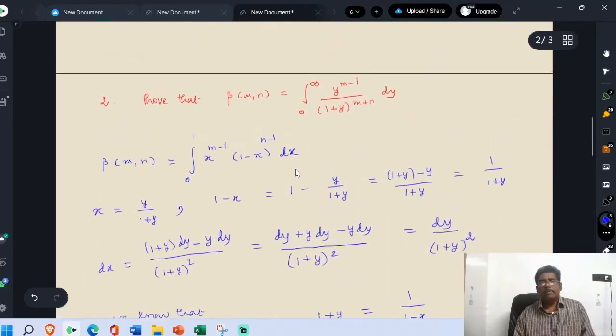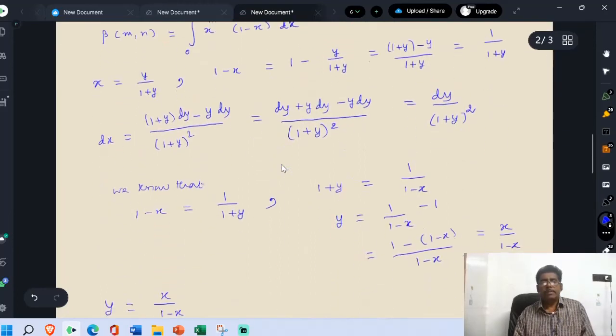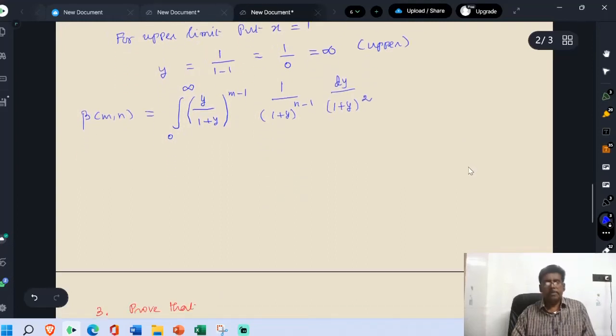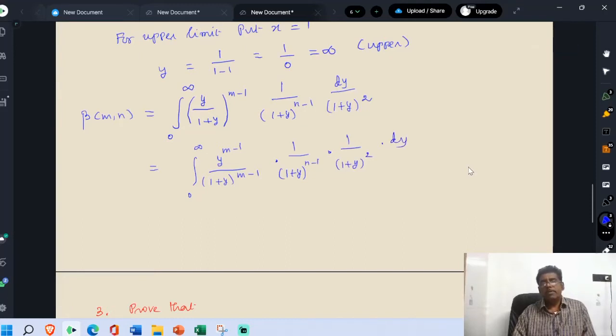Then the value of dy. Substitute the value of dx. Where is dx? Here. dx equals dy divided by (1 plus y) whole square. Now combine all these terms. This is equal to the integral from 0 to infinity of y power m minus 1 divided by (1 plus y) power m minus 1, into 1 divided by (1 plus y) power n minus 1, into 1 divided by (1 plus y) whole square, into dy.